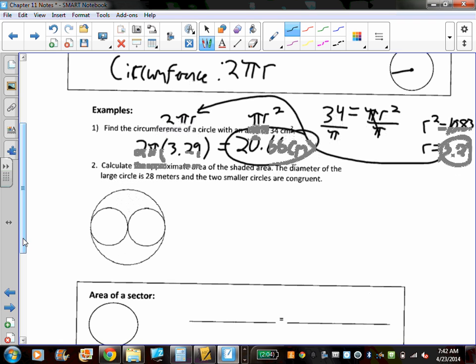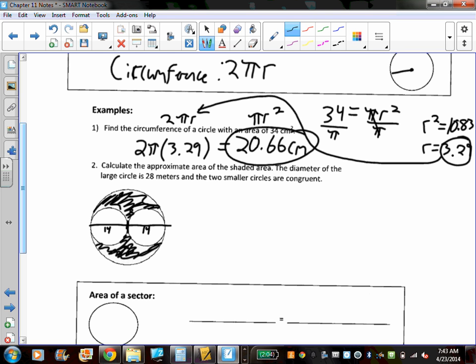Calculate the approximate area of the shaded region. Didn't show up very well on here, so I'll tell you the shaded region is this combined with this. These entire regions, basically everything except for the circles. We're told that the diameter of the large circle is 28, and that the two smaller circles are congruent to each other. So if the diameter of the large circle is 28, that means that each of these halves here are 14.